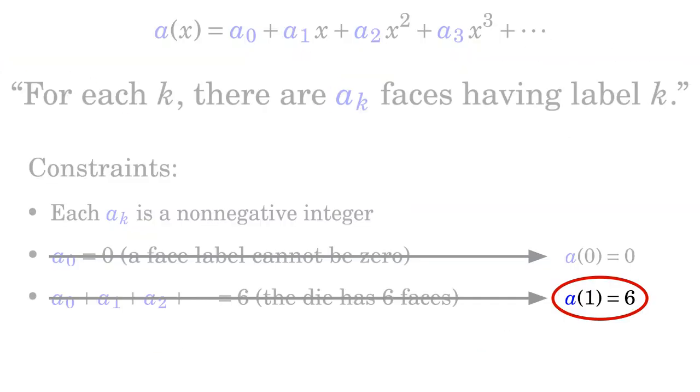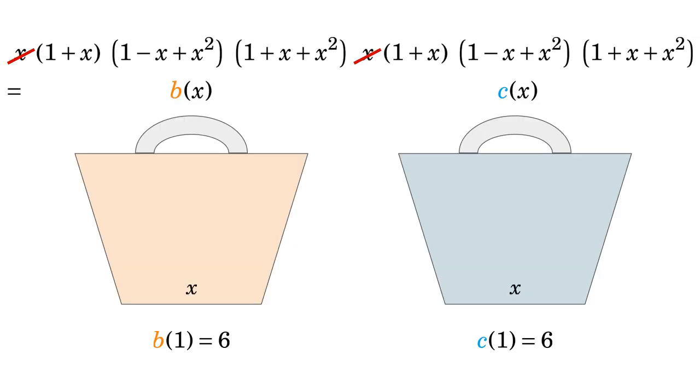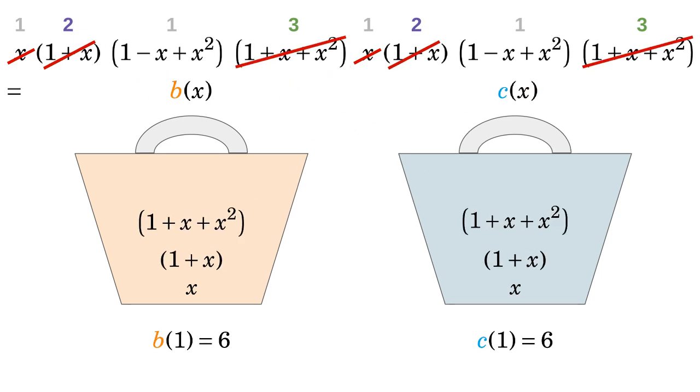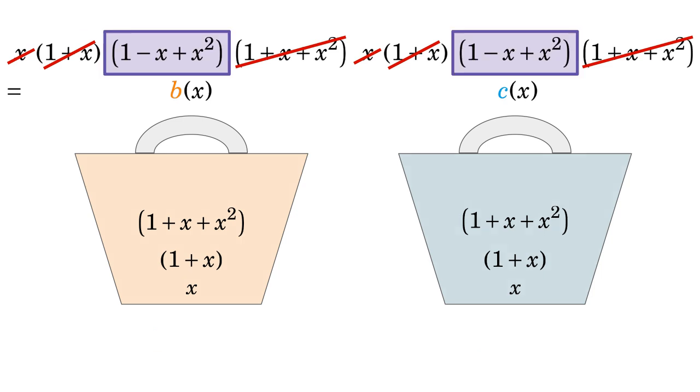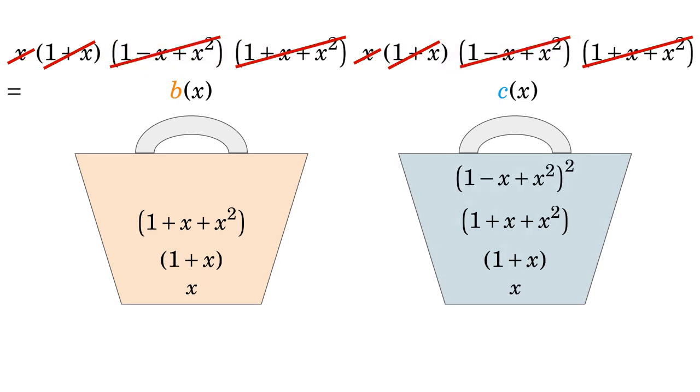Next, we have the constraint that each polynomial evaluates to 6 when x equals 1. If we substitute x equals 1 into each irreducible factor, we get the values annotated on top here. To get a product of 6, each basket has to contain one of the factors annotated with a 2 and one of the factors annotated with a 3. That leaves us with just the two factors of 1 minus x plus x squared to divvy up. If we put one in each basket, then the contents of the baskets are the same, and we get the standard dice polynomials. So let's try putting both factors into the same basket and see what we get.